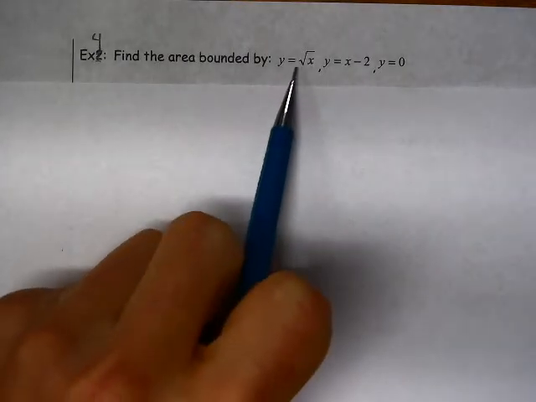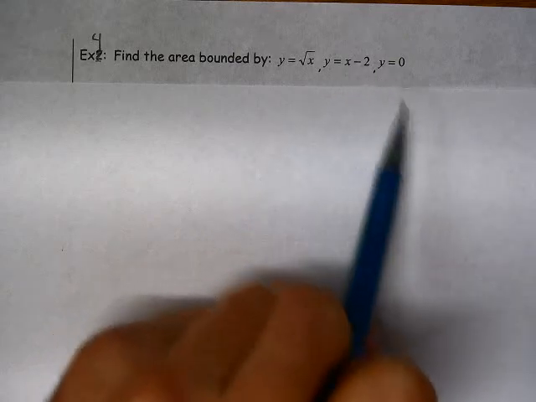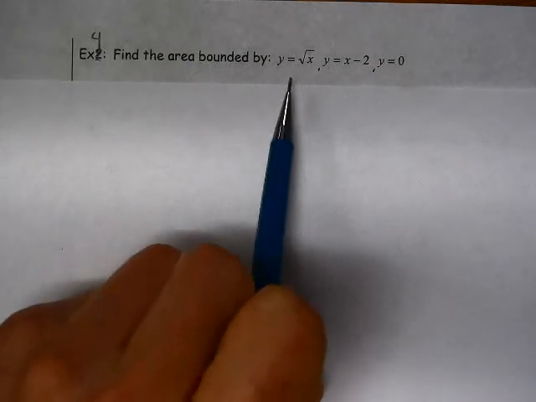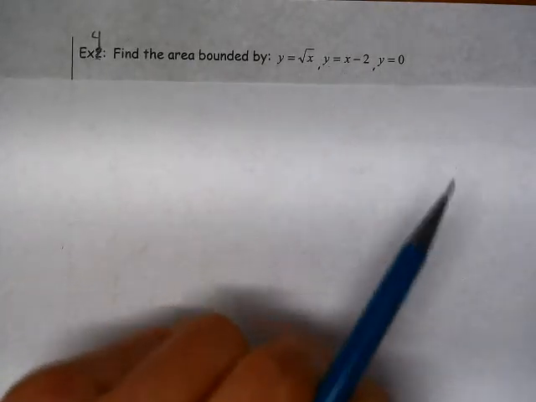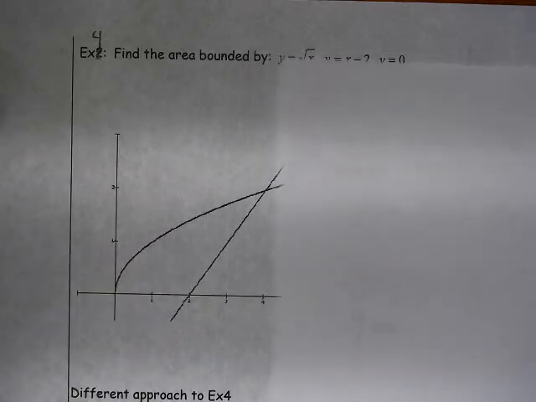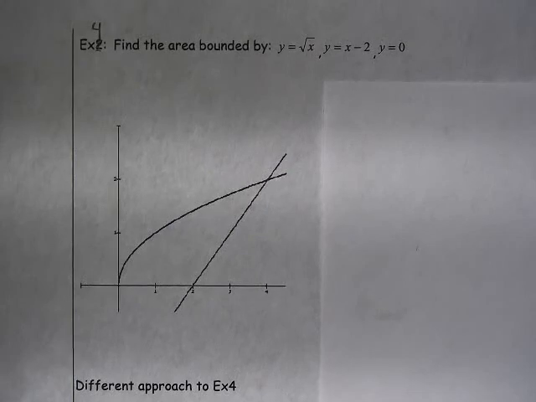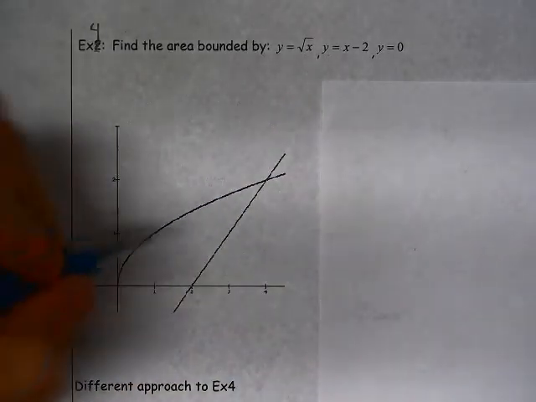All right, example 4, we're asked to find the area bounded by y equals the square root of x, y equals x minus 2, and y equals 0. All right, so this is a little different. There's 3 functions here. So we need to graph this and then take a look and see what is the area that we're actually looking for. So we're finding the area bounded by these 3 functions.